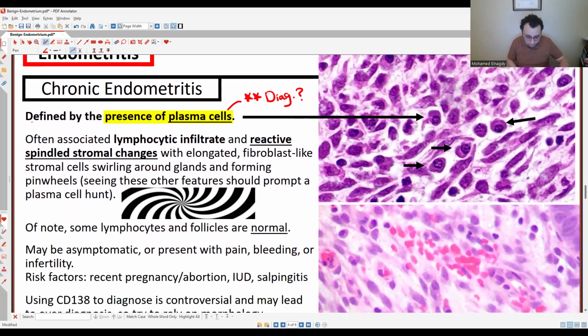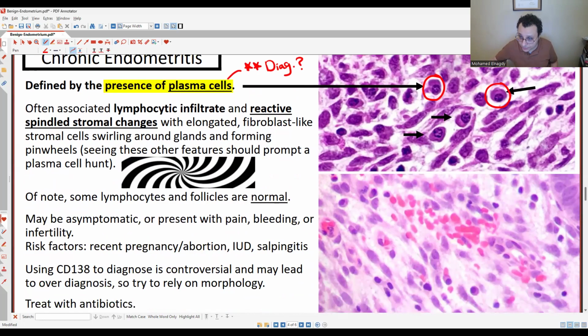Then, after endometriosis, we have endometritis. The only thing that you need to memorize for your boards: chronic endometritis. Please have the habit of identifying plasma cells. You need to have a good eye to be able to identify plasma cells.